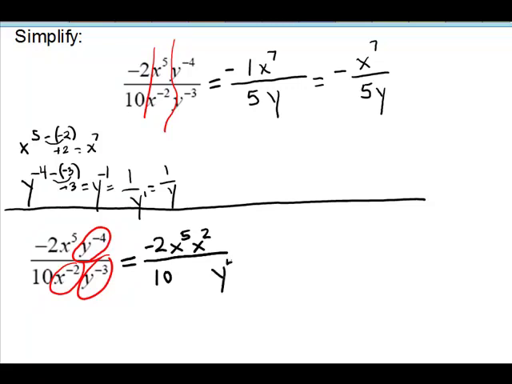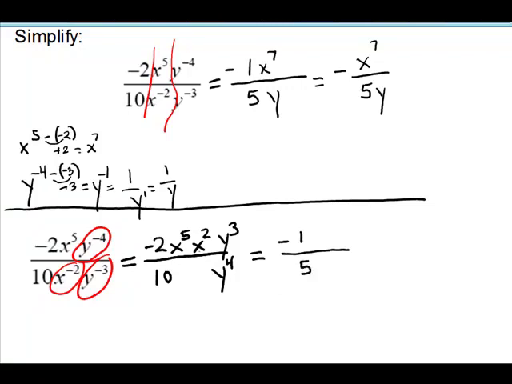The 4 is coming down. The 3 is going up. And now we'll work with what we have. We have numbers, we have x's, we have y's. So first of all, for the numbers, we'll reduce. We only have one negative. That's odd, so it's going to be negative. We have a common factor of 2. So divide by 2. 2 into 2 goes 1 time. 2 into 10 will go 5.